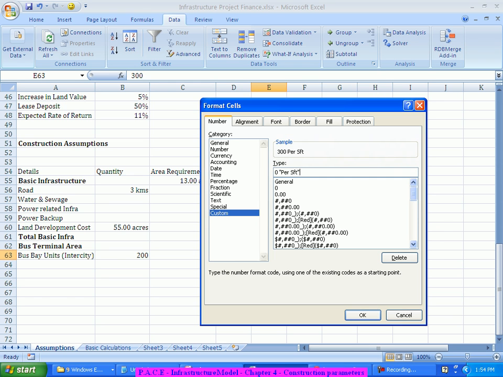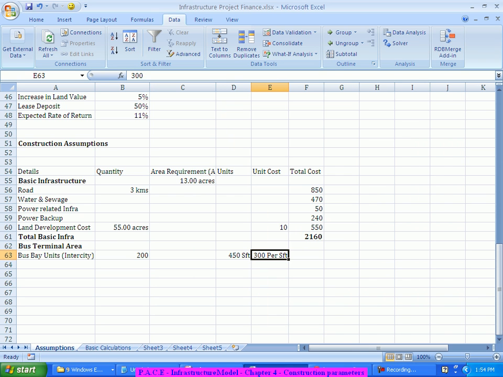Per SFT. So I say 300 per SFT. The same thing we can use wherever SFT is there and per SFT is there. So now I can think about the cost that is typically incurred for it. Right, so this is in terms of SFT. This is per SFT. And these are the number of units I am building.